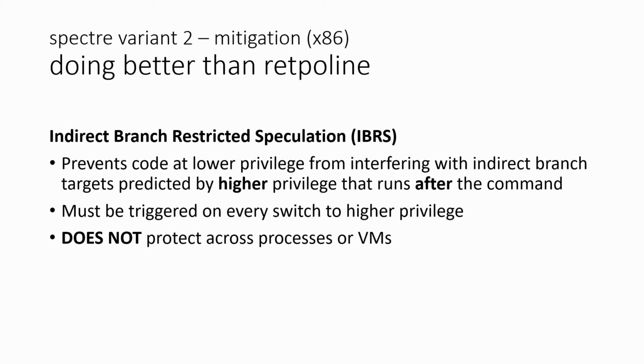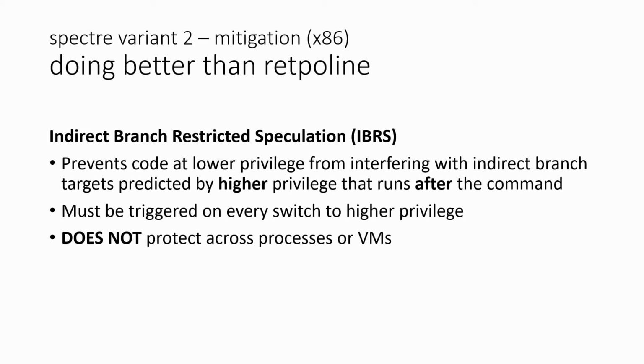One thing to be very careful of. IBRS is all about changes in privilege levels. It doesn't do anything to protect processes or VMs from each other. We still need IBPB on context switch. All right, now everyone is keeping their branch predictions to themselves.